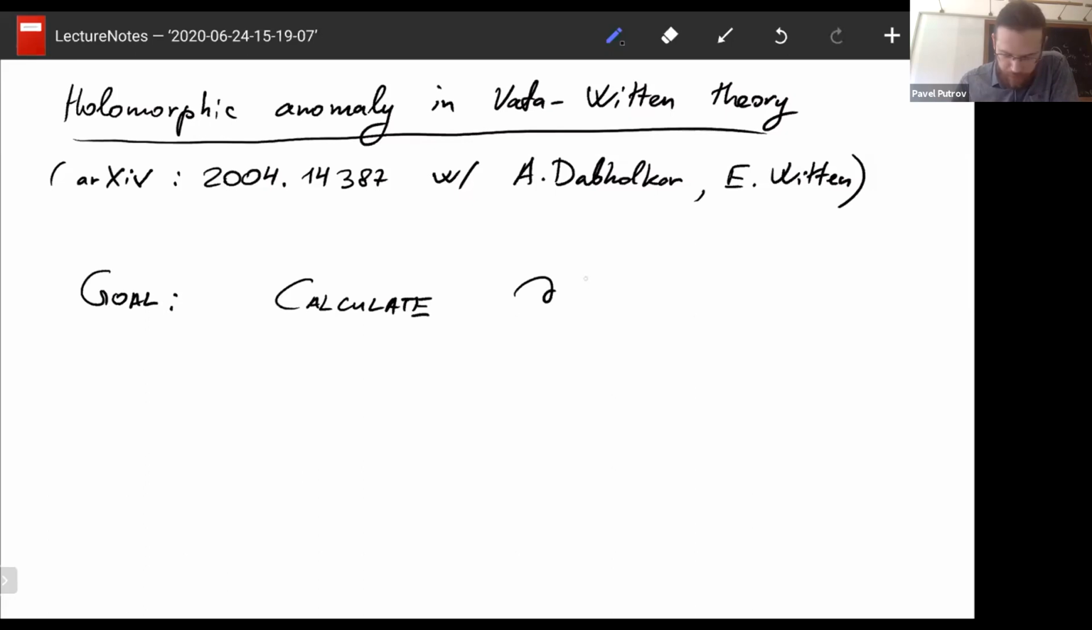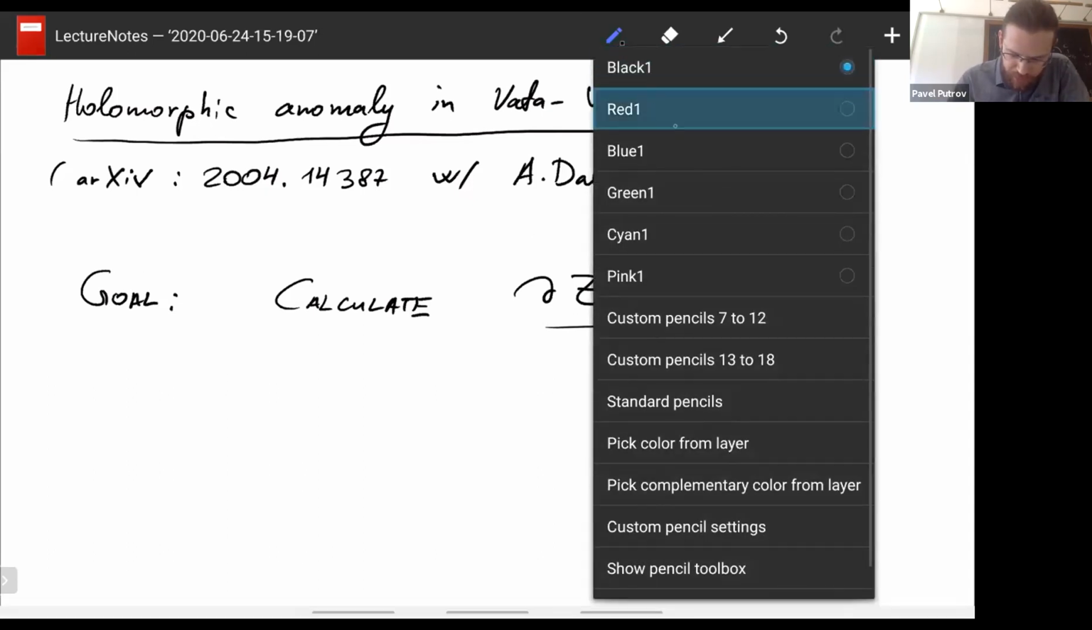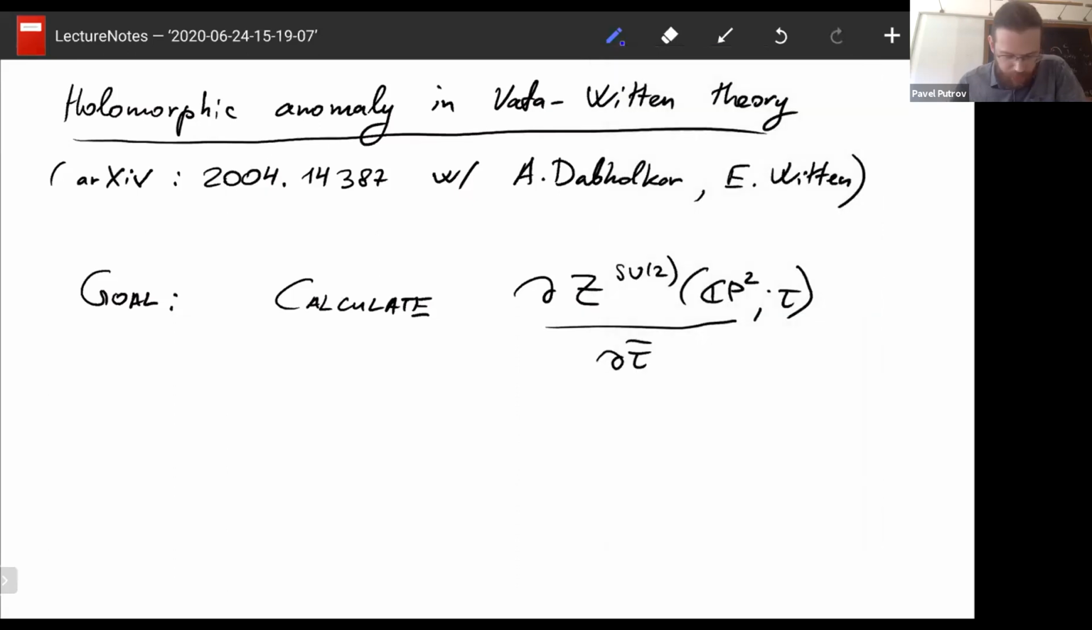So let me write the following formula. So we want to calculate a certain derivative of a partition function of what is called Vafa-Witten theory on CP2. The derivative with respect to tau bar. So let me comment on various ingredients here. So, okay, this is, as I mentioned, a partition function of what is called SU2 Vafa-Witten theory on CP2.